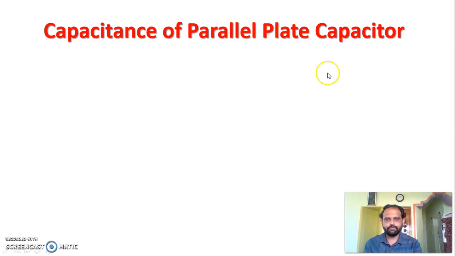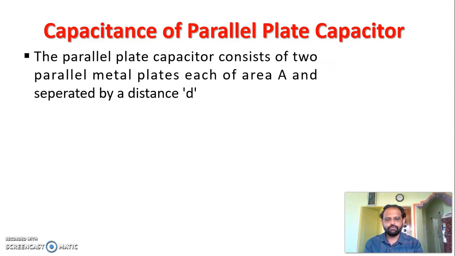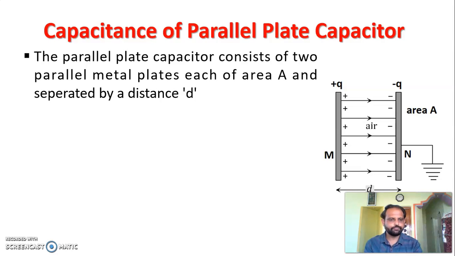For this we have to choose two parallel plates M and N. Here you can observe this is M and this is N. M and N are both parallel, and both have the same dimension. So A is the area, and both have the same area. These two parallel plates are separated by a small distance d. So d is the separation distance between the two plates, and this gap is filled by air.